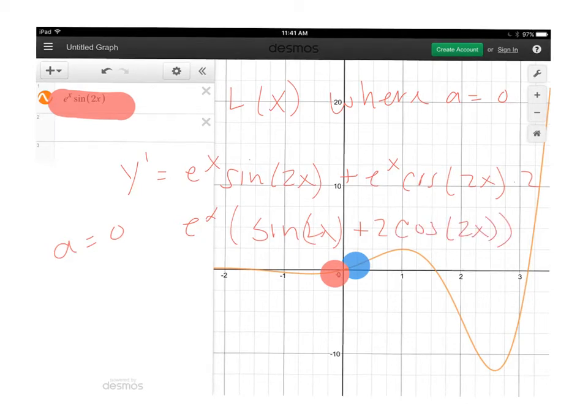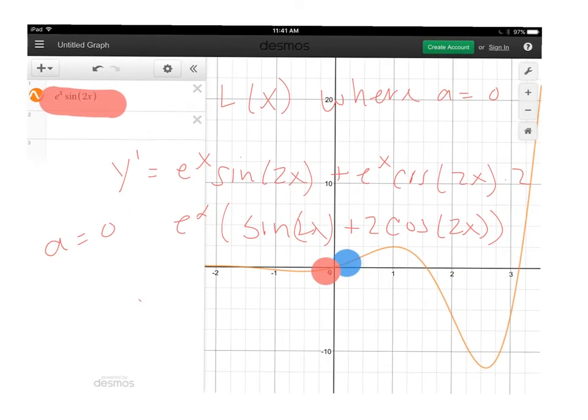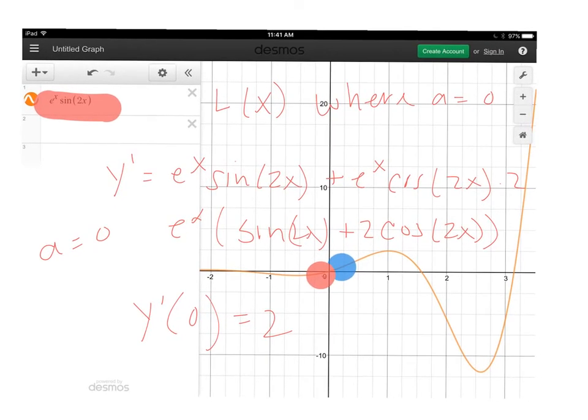And so my y prime at 0 looks to be 2, because when I plug in 0 right there, I get 2, because cosine of 0 is 1, times 2 is 2. That sine term is going to be 0, and e to the 0 is going to be 1. So 1 times 2 is 2. And then y at 0 is actually equal to 0 as well.